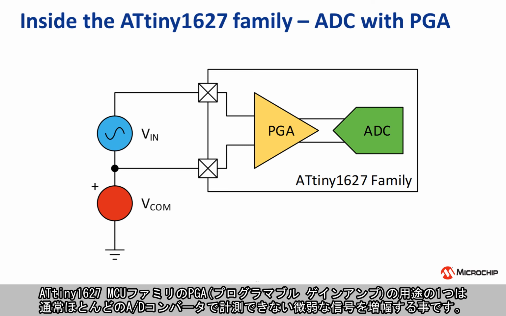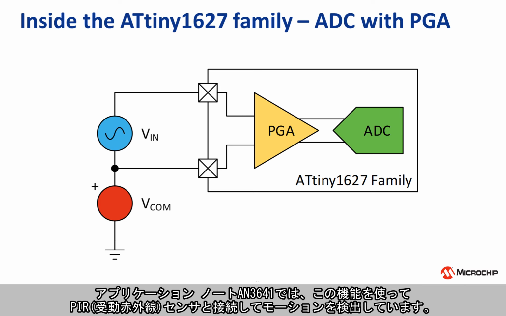One of the uses for the programmable gain amplifier, or PGA for short, in the ATtiny1627 family of microcontrollers is to interface with sensors and signals that are ordinarily too small for most ADCs to measure. Application Note 3641 uses this feature to interface with a passive infrared sensor, or PIR, to detect motion.